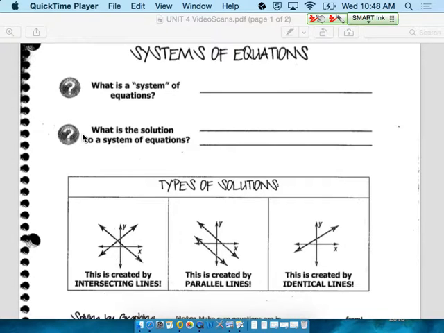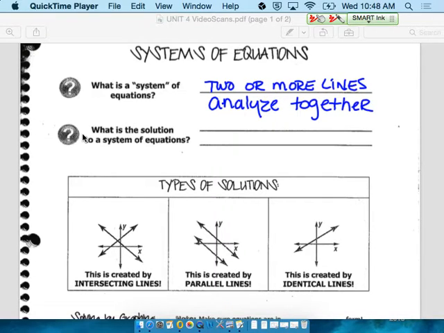Okay, this video will jumpstart the next unit, Unit 4, and we're going to be studying systems of equations. So the first thing to identify is actually what is a system of equations, and it's going to be two or more lines graphed together or analyzed together. So you have a system with two or more lines, and we're just going to analyze them together.